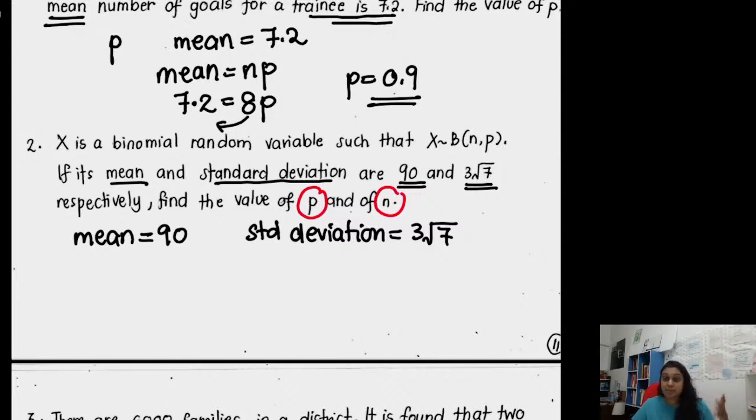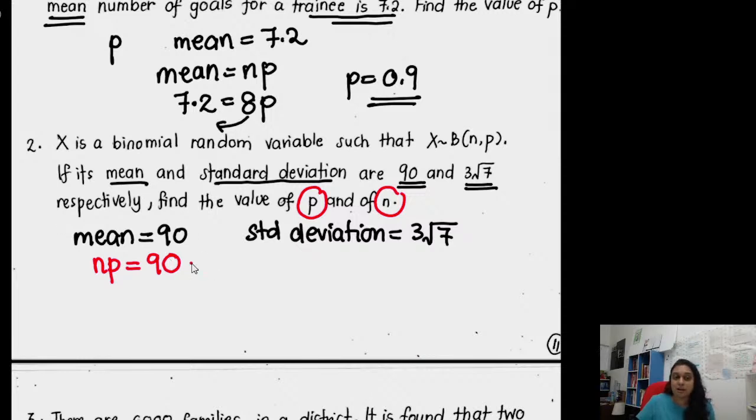How do I find the P? How do I find the N? Apa yang kita perlu guna? Use formula. Okay, tulis dulu. What is the formula of mean there? Apakah formula untuk mean? NP kan? Okay, so you write down first. NP equals to 90. Tulis dulu. NP sama dengan 90. Tapi can we selesaikan? Can we solve? You cannot solve.